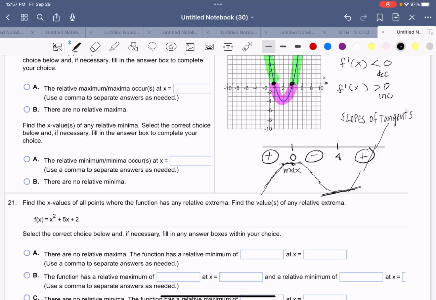And remember, these are relative. They're not absolute, because look at this end here. It's going on forever. But within this little region here, it's a relative maximum. Then we have a low point here, so our relative minimum occurs at x equals 4. So the relative maximum occurs at x equals 0, and the relative minimum occurs at x equals 4.